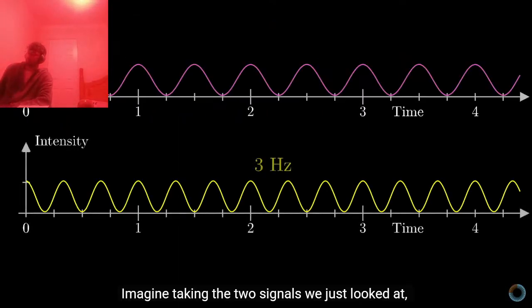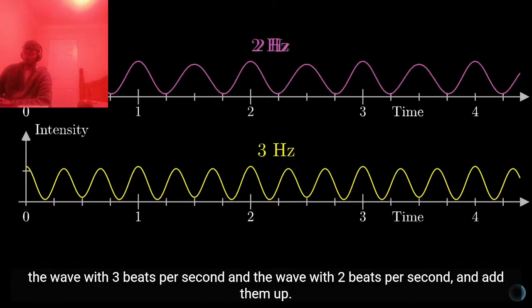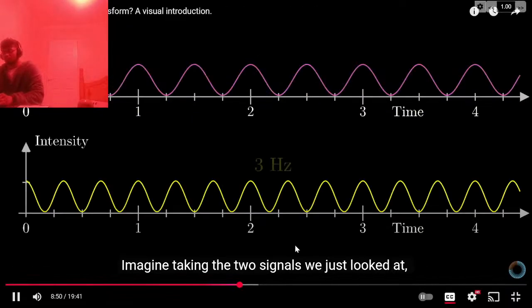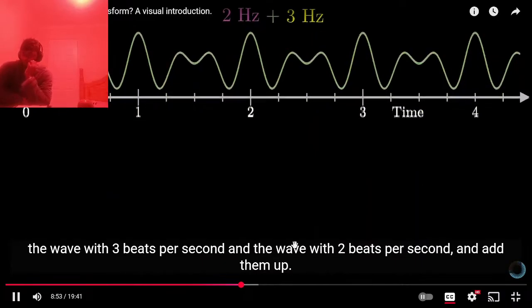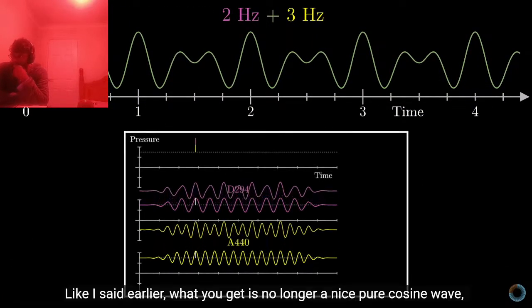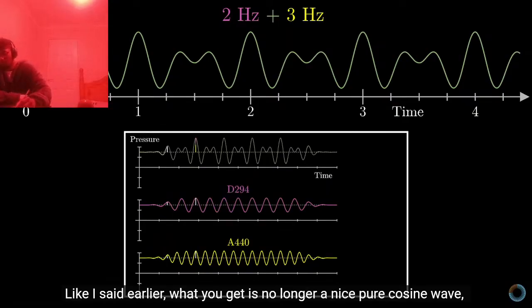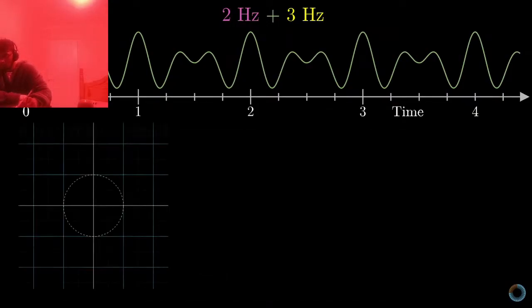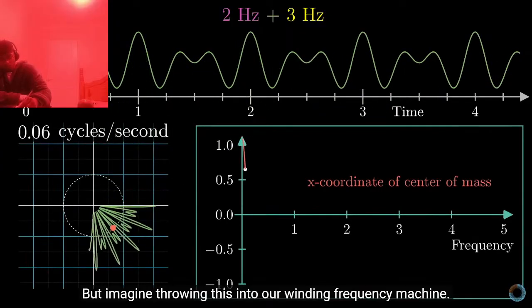Imagine taking the two signals we just looked at, the wave with 3 beats per second and the wave with 2 beats per second, and adding them up. Like I said earlier, what you get is no longer a nice pure cosine wave, it's something a little more complicated. But imagine throwing this into our winding frequency machine.